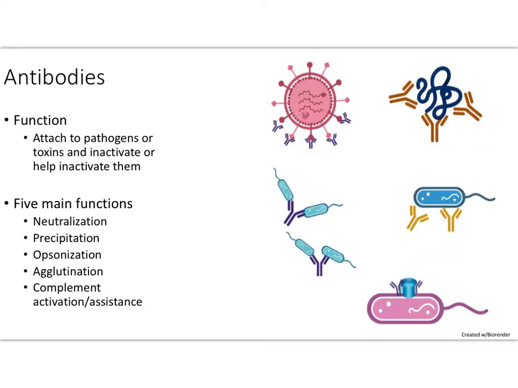Now, the function of antibodies is to attach to pathogens or toxins sometimes and help inactivate them. There are 5 main ways this is achieved. The first is through neutralization. Neutralization occurs when antibodies bind to antigens on a pathogen and prevent that pathogen or that microbe from being able to attach to our cells. This can work hypothetically with any type of microbe, but it works very well with viruses.